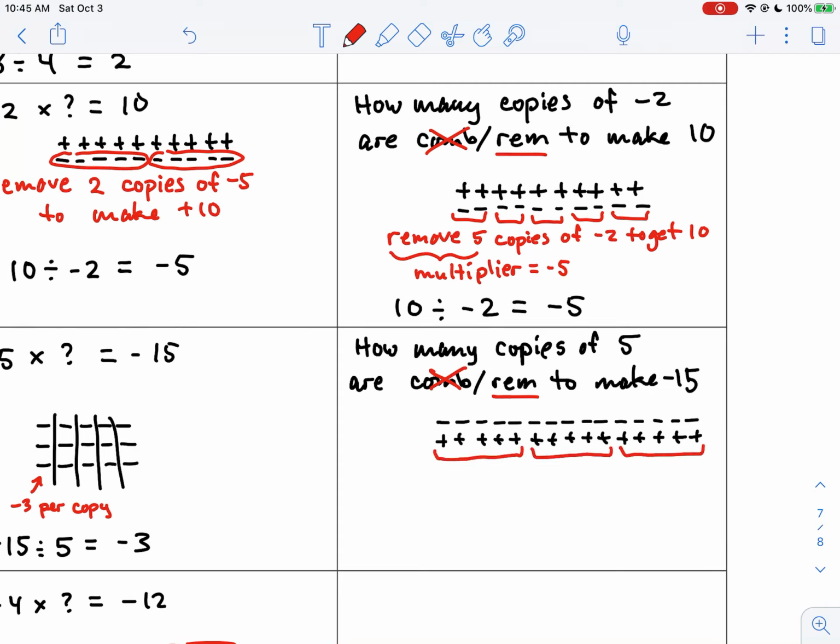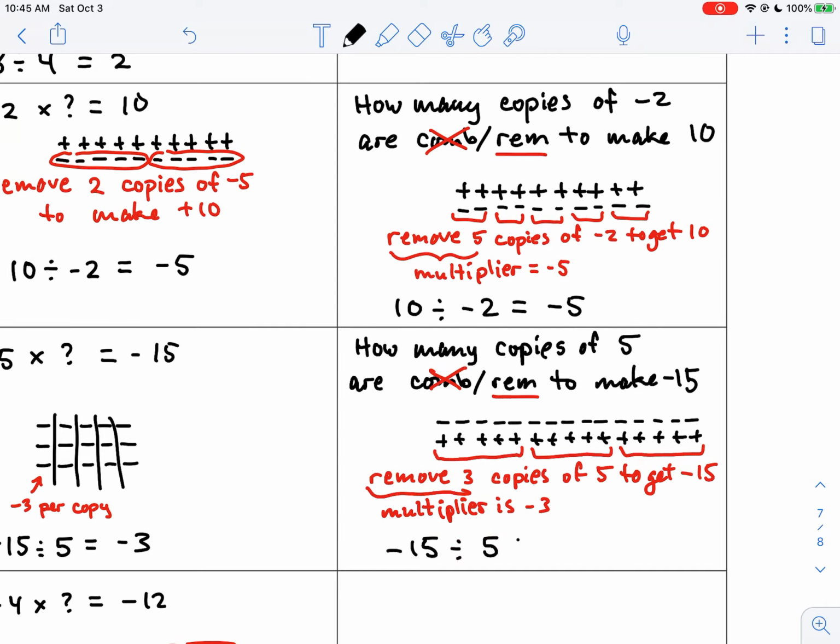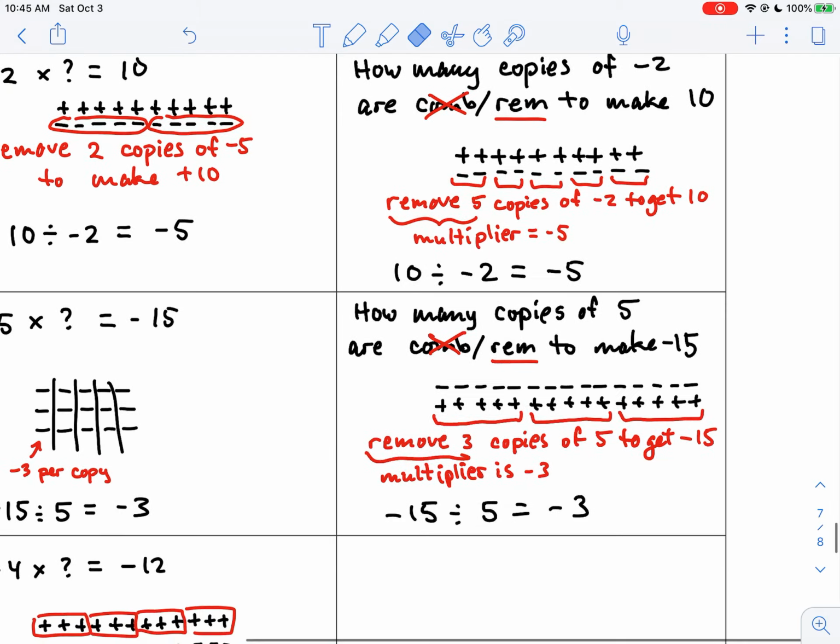Right, well, there's 1 copy of 5. There's a second copy of 5, and there's a third copy of 5. So I'm saying that if we remove 3 copies of 5 we get negative 15. But removing 3 means that the multiplier is negative 3. So this tells us that when we're doing a quotative meaning, negative 15 divided by 5 gives me negative 3, because we remove 3 copies of 5 to get negative 15.